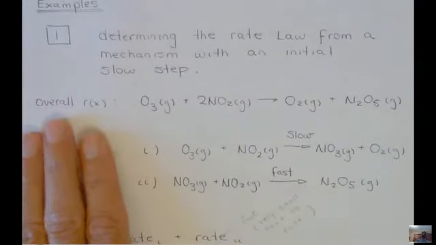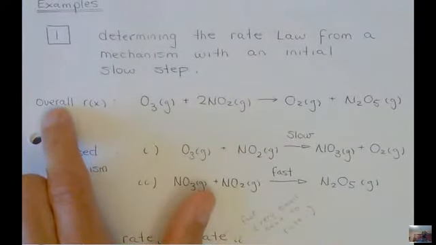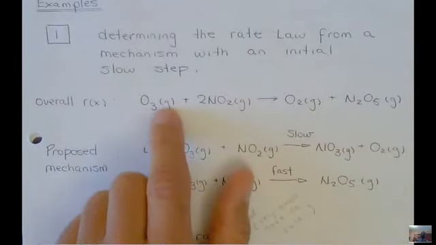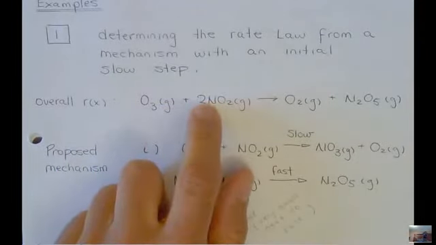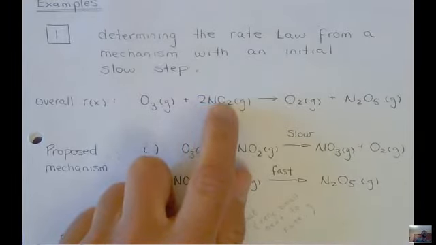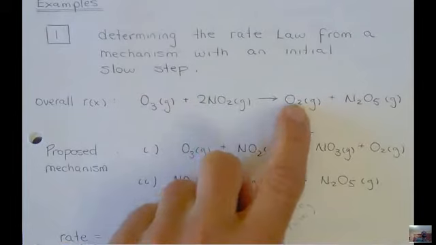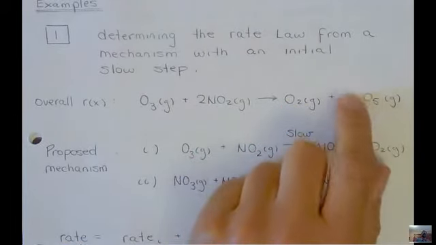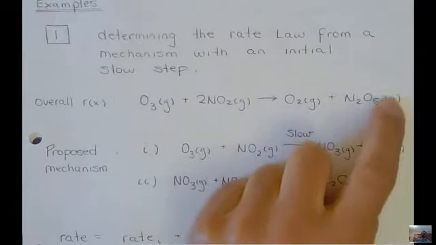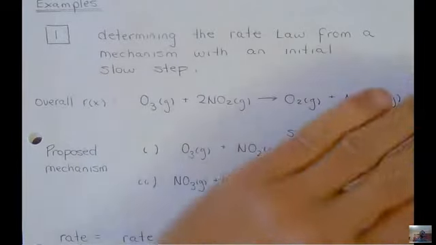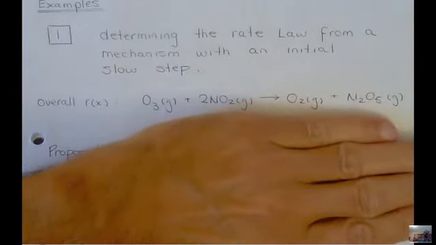So here's our example. The overall reaction we're going to study is ozone. This is again a gas phase reaction. Ozone in the atmosphere reacts with 2 molecules of nitrogen dioxide to create oxygen and dinitrogen pentoxide. So this is a form of smog. Okay, so we're kind of making smog. Now this is the overall chemical reaction. This is the net product that we wind up with.